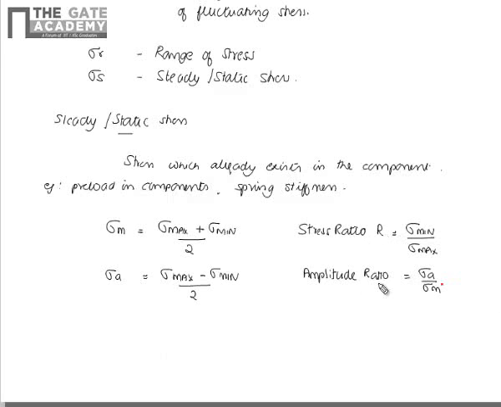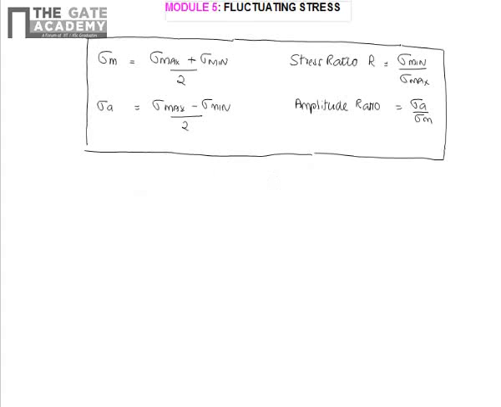Or if the stress ratio and the amplitude ratio is given, then we can find out what will be the sigma max and sigma min and sigma a and sigma m, individually. So this is how we characterize a fluctuating stress. Thus we have seen sigma m, the mean component of stress, is sigma max plus sigma min by 2, and the alternating component or the amplitude component of the fluctuating stress is given as sigma max minus sigma min by 2. The stress ratio is the ratio of sigma min to sigma max. Amplitude ratio is the ratio of sigma a to sigma m. So these are the different parameters which are used for characterizing the fluctuating stress.